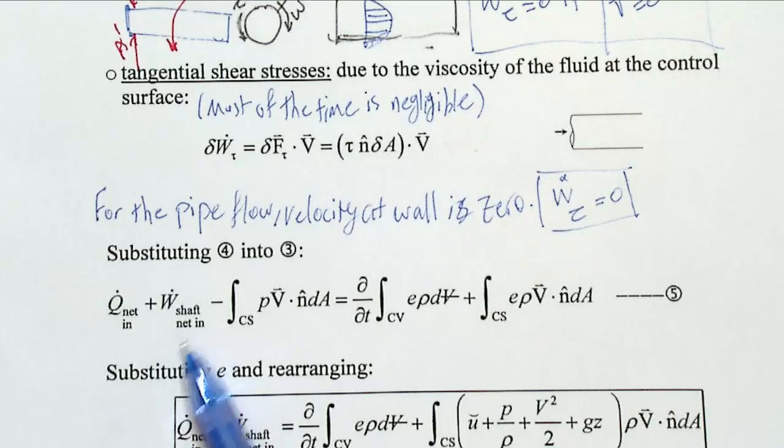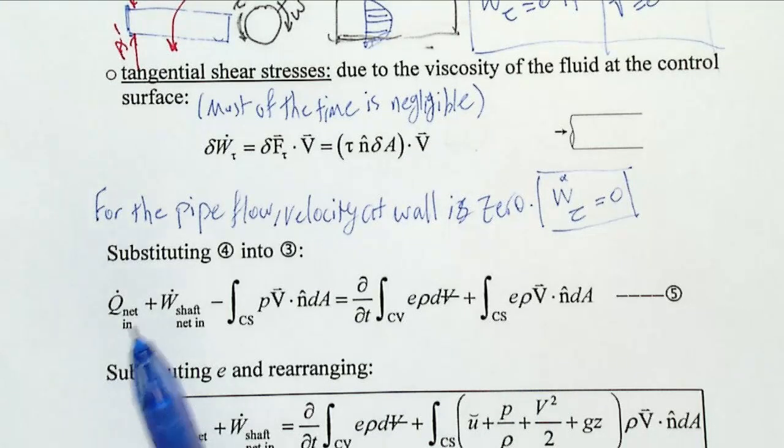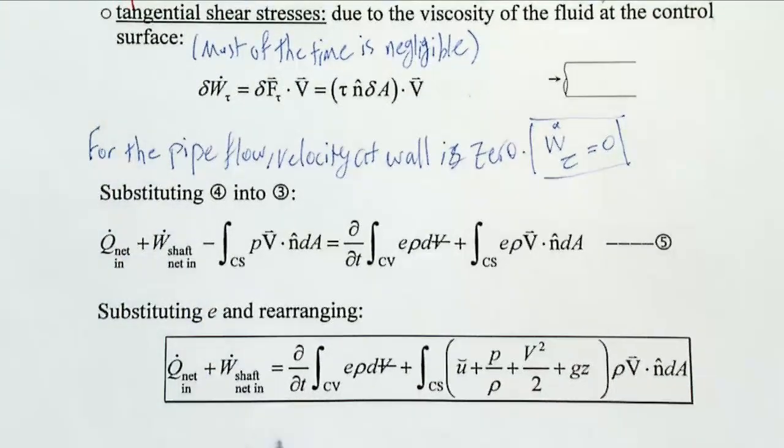Okay, so you replace the W dot net in with the W dot shaft and W dot sigma, which is the pressure, and you get rid of the W dot tau because most of the time it is zero. And now the rest of this is the same as equation 3, that is your control volume and control surface integral terms. If you finalize that, you will have another equation, which is Q dot net in plus W dot shaft net in.